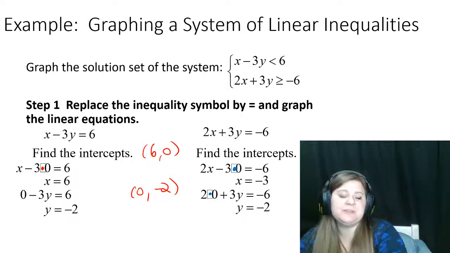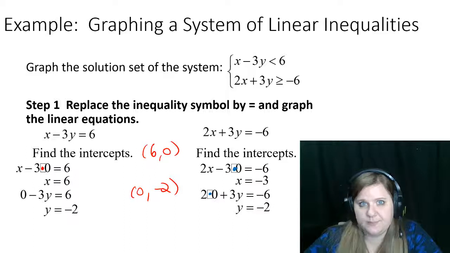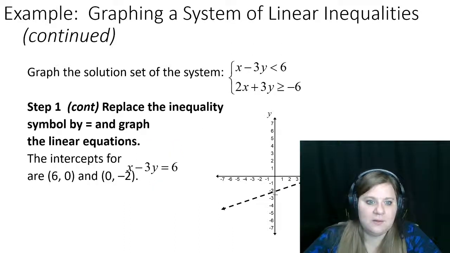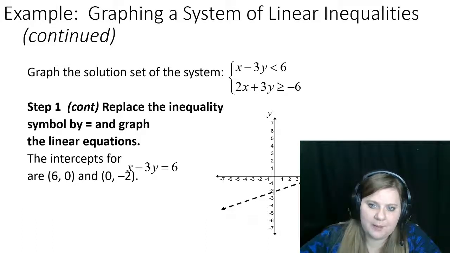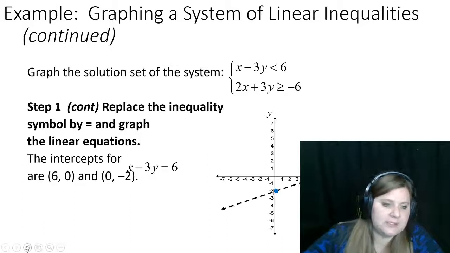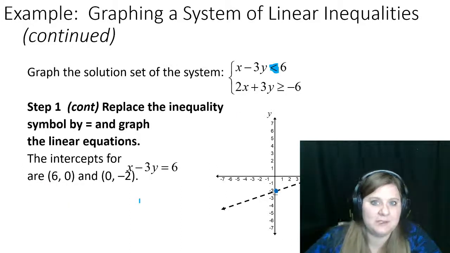So you see, I have two separate lines, and I have two separate pairs of points. The first one had the intercepts of (6, 0) and (0, -2). So I plotted those two points, and I connected them with a dotted line. I know it was dotted because I had less than in the original inequality.